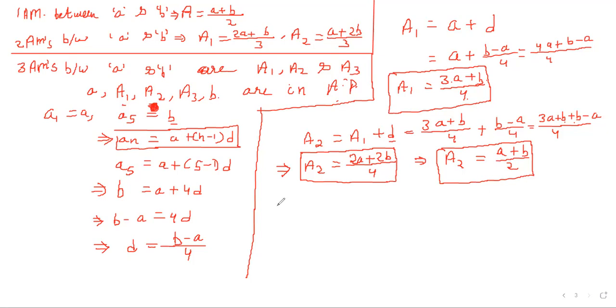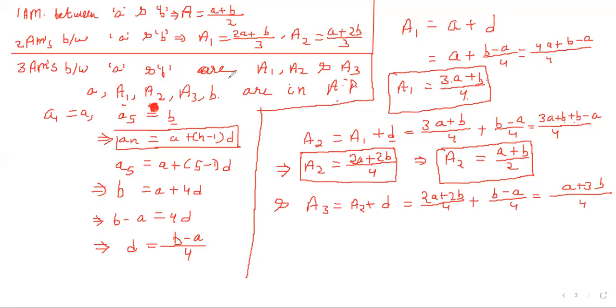So now if we find the third arithmetic mean A3, we have to add common difference to the second AM. Now A2 we know is (2A plus 2B) over 4, plus common difference (B minus A) over 4. Now LCM is 4. So 2A minus A plus 3B upon 4. So the third AM is (A plus 3B) upon 4. So 3 AMs are between two numbers A and B.